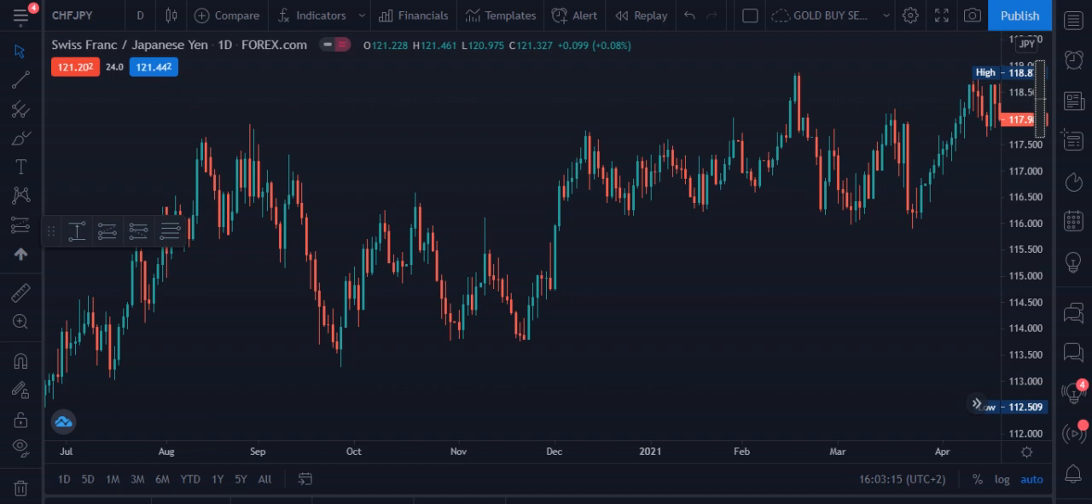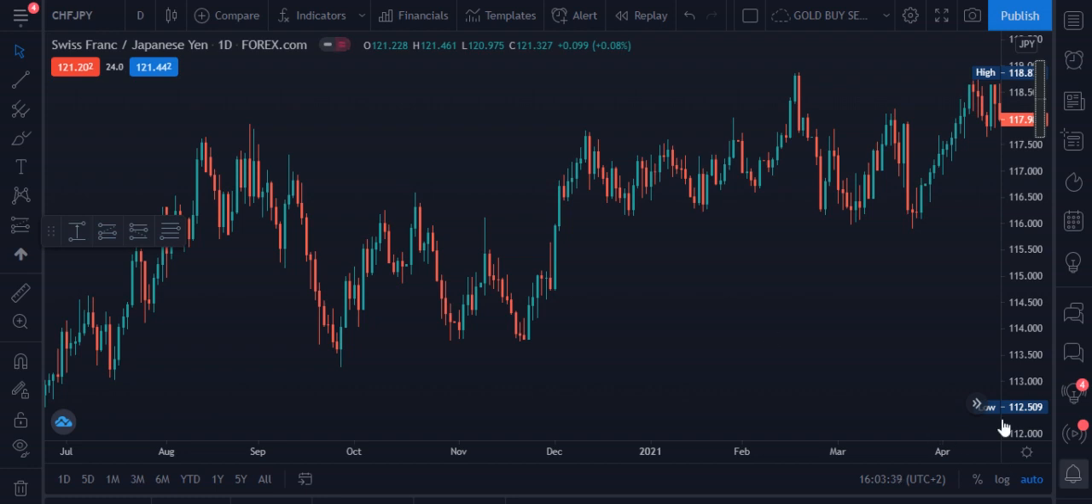Today I'm going to be looking at Swiss franc versus Japanese yen. So we're going to do our analysis together as we wait for the market to open today midnight. Okay, so let's see what we can see on Swiss franc Japanese yen. Let me go through my technical analysis and let's see what it presents us.